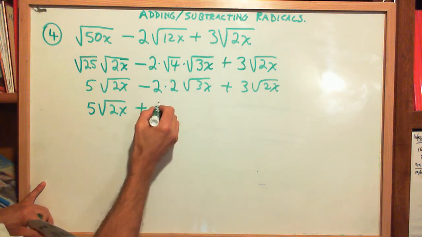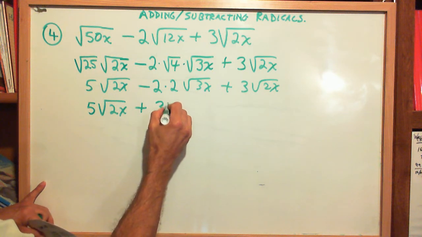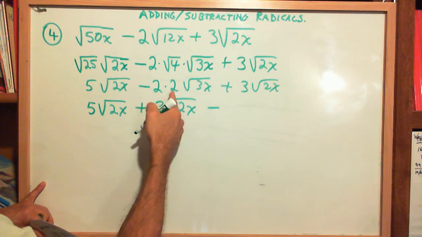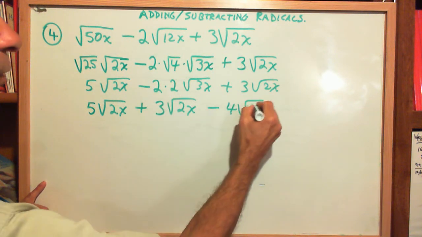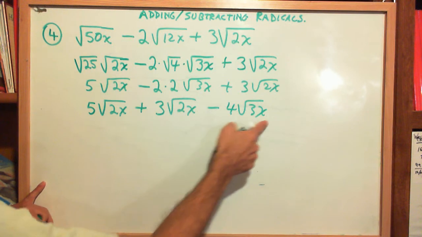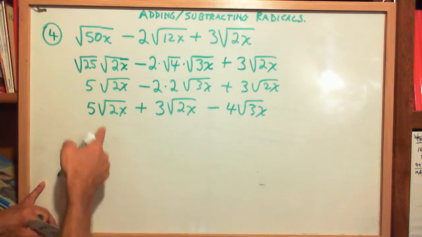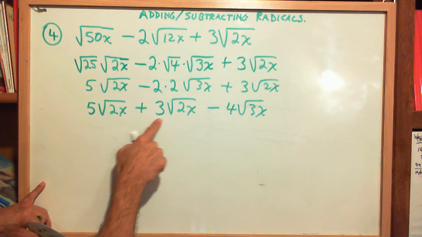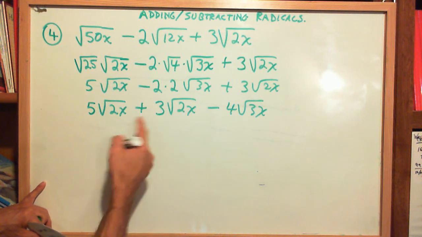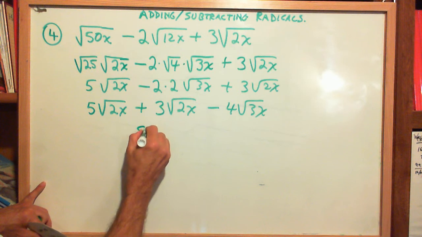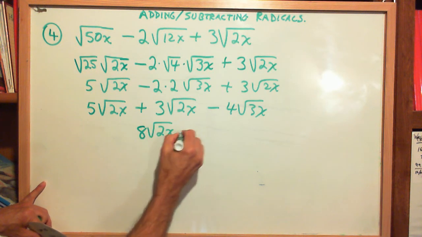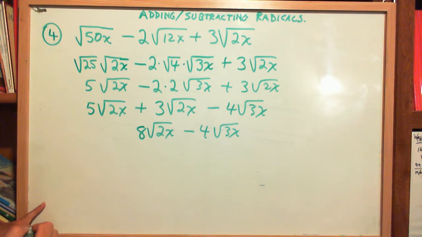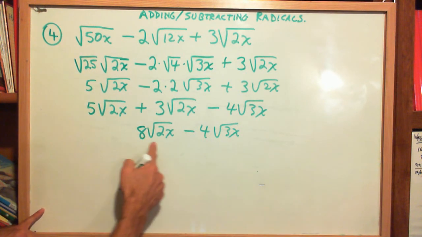So I'm moving this one next because those are both like terms, aren't they? And then this last one here, 2 times 2 is 4, times the square root of 3x. That's not a like term, so I'm going to have to leave that as is. But this says I have 5 square root of 2x's, and somebody added 3 more square root of 2x's to that, so I have 8 square root of 2x's. So, there we go, 8 square root of 2x minus 4 square root of 3x. And that's as far as I can go. There's nothing else I can do.